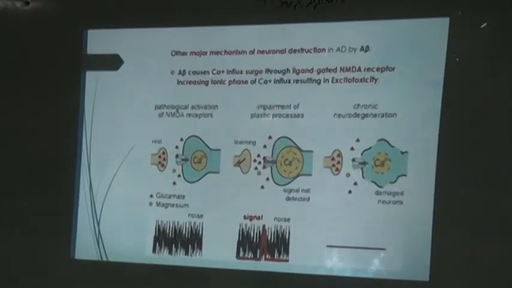What else does beta amyloid cause? It acts on the NMDA receptors. It increases the tonic phase of calcium influx. Normally when there's new information, there is a phasic calcium influx which allows the process of learning. So if the tonic phase is increased by beta amyloid, it starts the process of neurodegeneration and impairs the plastic processes. So it increases the tonic phase and results in excitotoxicity.